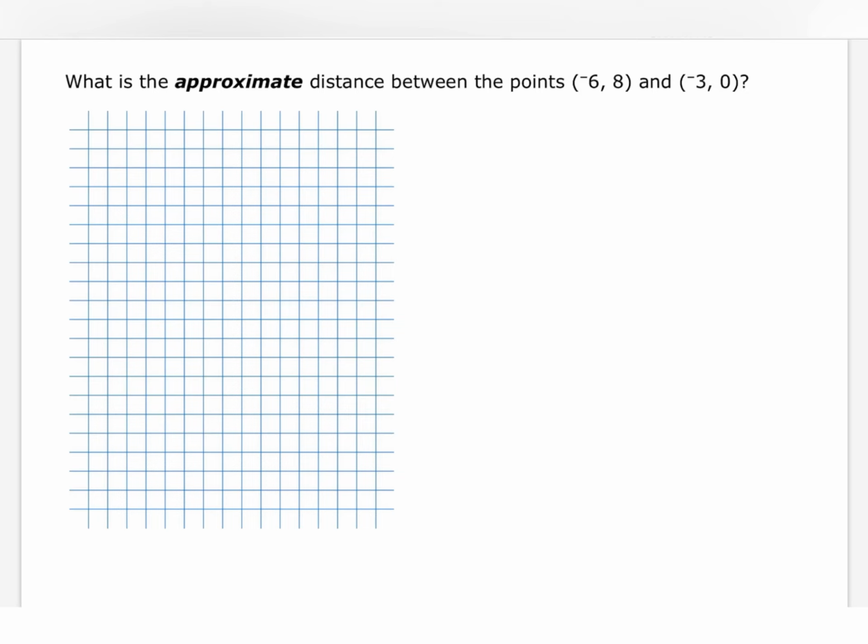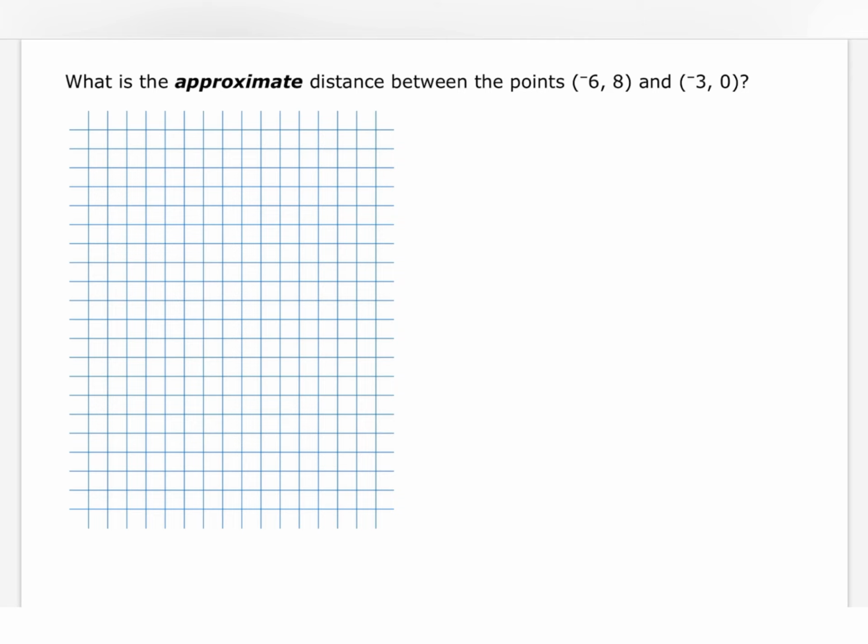Alright class, so today we're going to cover an example of how to find the distance on the coordinate plane. In order for us to find the distance on the coordinate plane, the first thing we have to do is actually graph the points that they gave us. Then after we graph the points that are given, we need to connect the 2 points so that we can see if it's a vertical or horizontal or diagonal line.